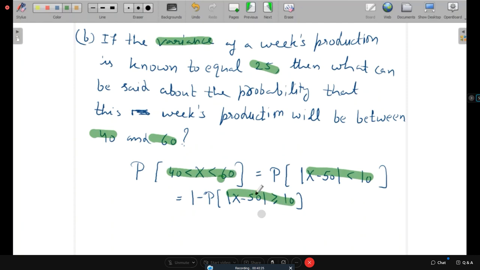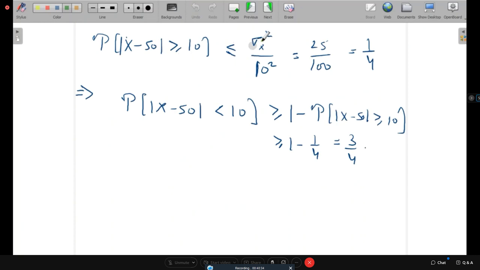Now you know the variance is 25 and you know Chebyshev's inequality. Chebyshev's inequality says that this probability is less than or equal to sigma X squared divided by k squared, where k is 10. So sigma X squared is 25 divided by 100, and that's going to be 1 by 4. Now, if you multiply by minus here, it will be greater than or equal to minus 1 by 4, and this will be the final result.